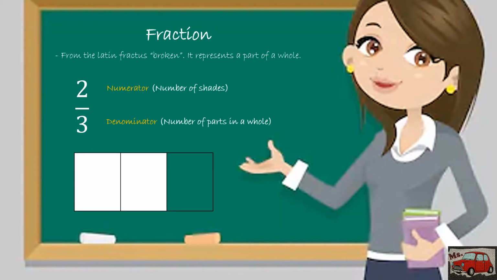Fraction. From the Latin word fractus or broken. So, ibig sabihin hindi siya buo. Right? So, it represents just a part of a whole. So, if I say 2/3, ibig sabihin, yung denominator magsasabi kung ilang parts sa isang figure at yung numerator magsasabi kung ilang shades. So, 3 parts dahil 3 yung denominator, 2 shades kasi 2 yung numerator.